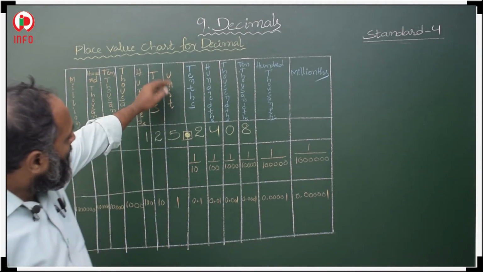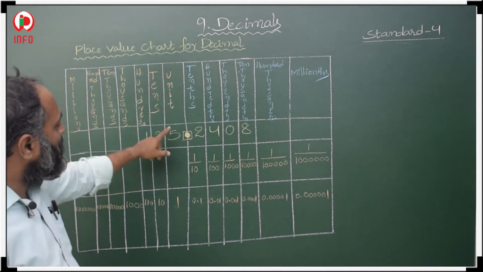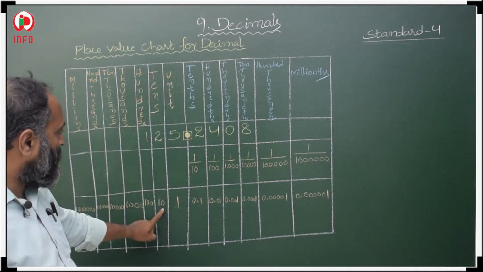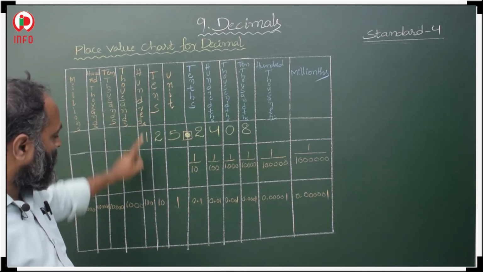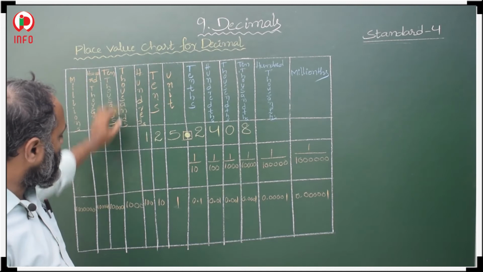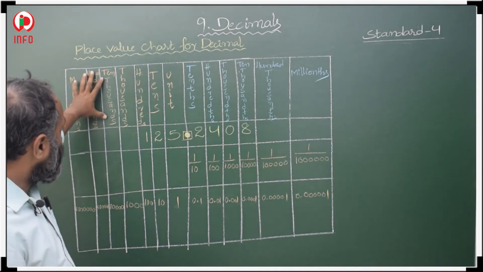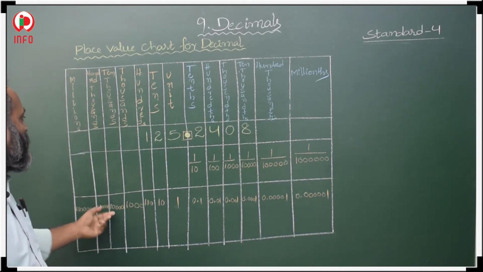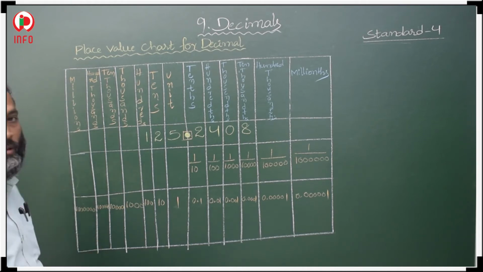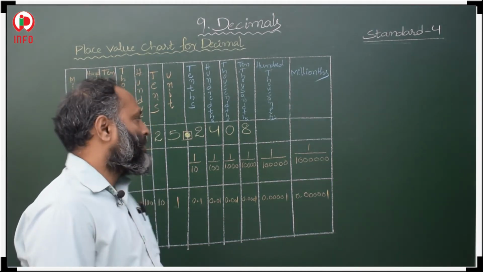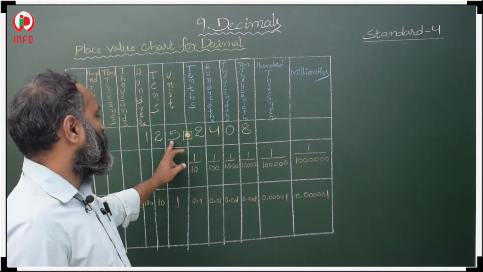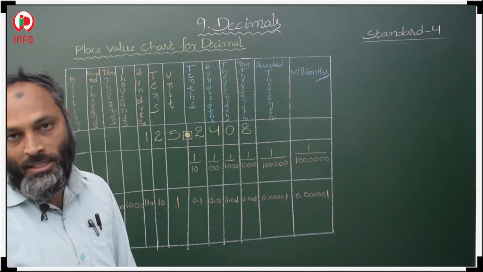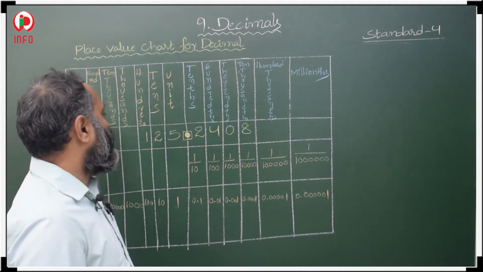On the left side, the place values: this is the units place, meaning ones place, this is the tens place, then the hundreds place, then the thousands place, then the ten-thousands place, then the lakhs place, and then millions in the international system. This place value system we already know. This is about the left places.